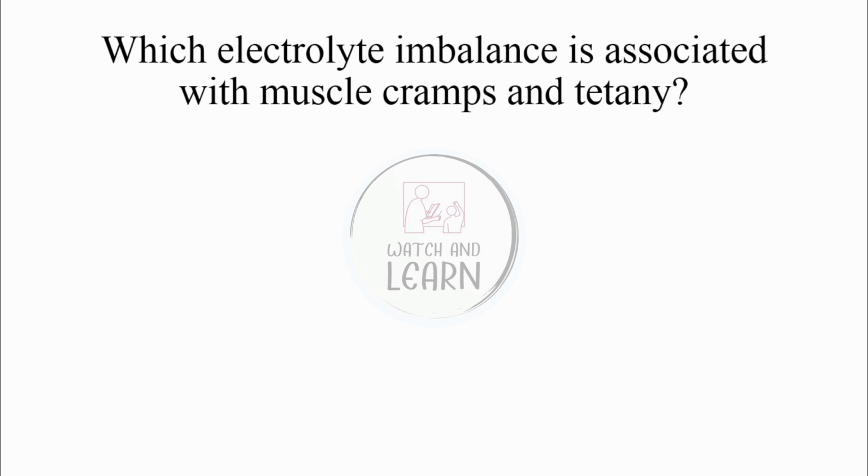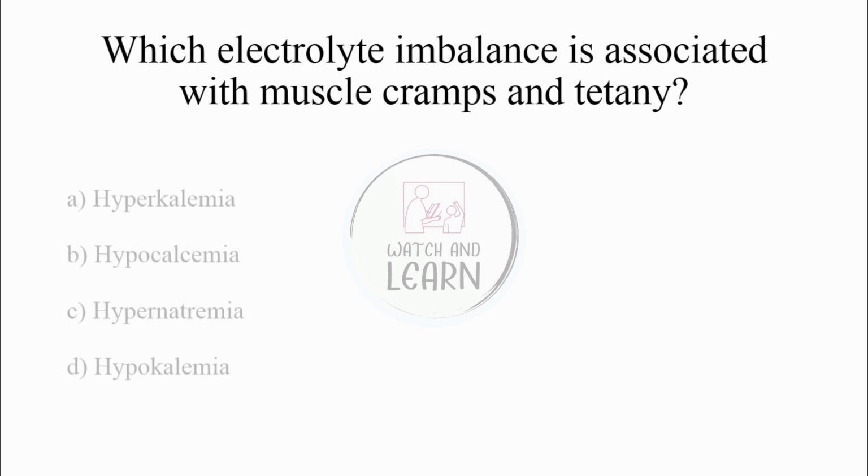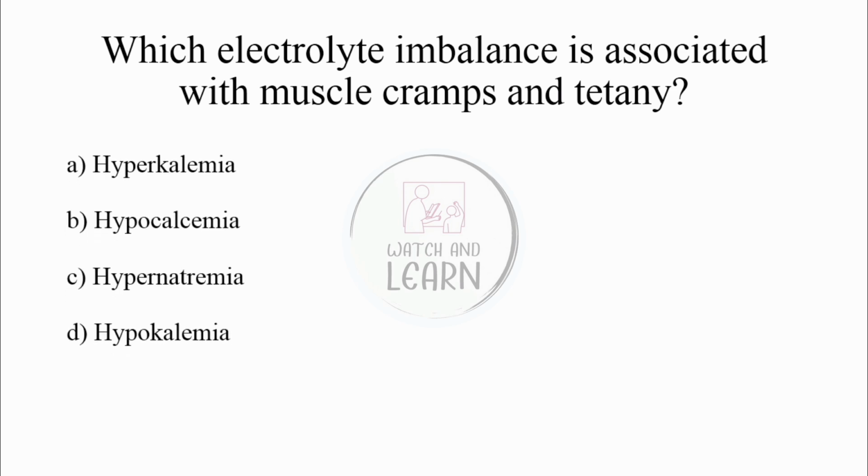Which electrolyte imbalance is associated with muscle cramps and tetany? Options are option A, hyperkalemia. Option B, hypocalcemia. Option C, hypernatremia. Option D, hypokalemia. The right answer is answer B, hypocalcemia.